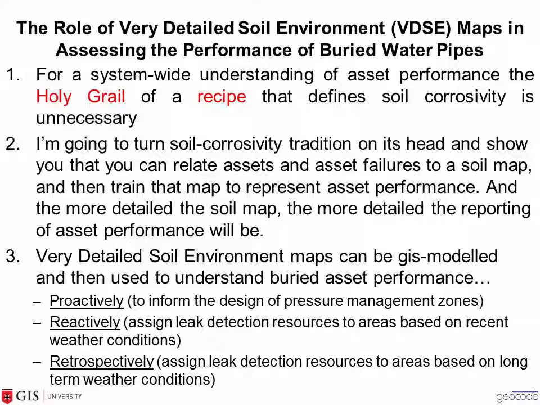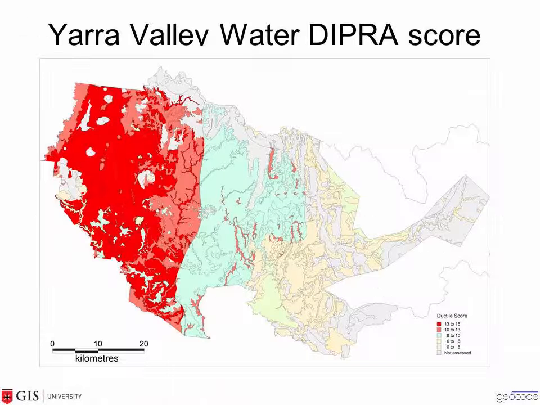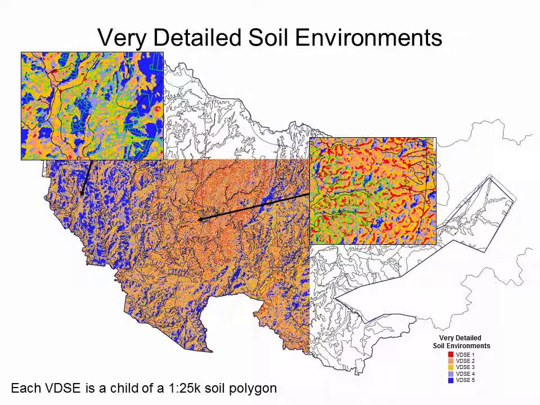Second, I'm going to turn soil corrosivity tradition on its head, and I'm going to show you that you can relate assets and asset failures to a soil map and then train that map to represent asset performance. The thing is that the more detailed the soil map, the more detailed the reporting of asset performance will be. You don't need this, you need this.